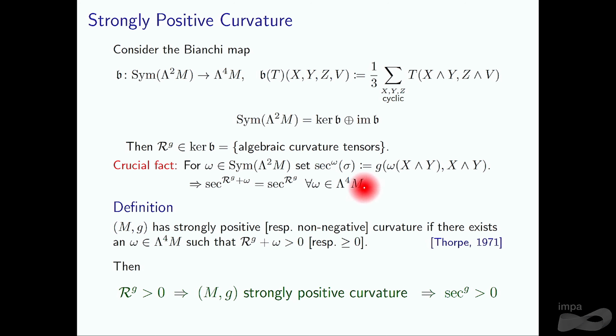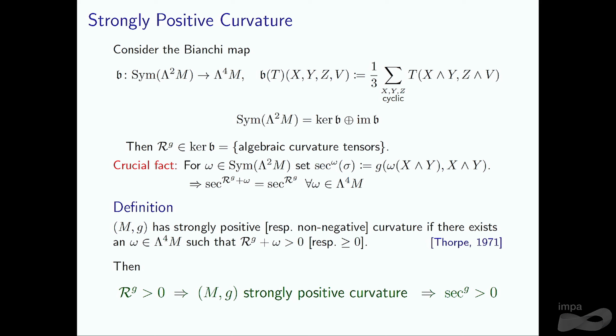So if it is actually a four-form, then it does not contribute, meaning that the sectional curvature of the Riemann curvature tensor plus a four-form is just the same as the sectional curvature of the curvature operator itself, right? So this led to the following notion, namely a Riemannian manifold is said to have strongly positive or respectively non-negative curvature if there exists a four-form omega such that R plus omega is positive as an operator or respectively non-negative. So this is the notion we would like to follow.